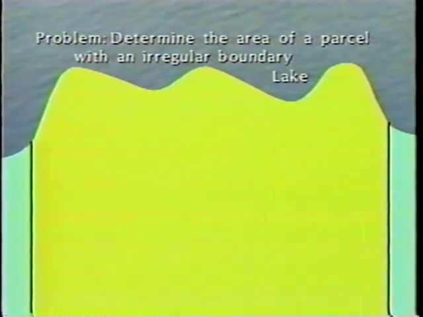Next, we will calculate the area of a parcel with an irregular boundary. We will calculate the same area three times by the same basic method, but the last two by a more refined formula. At the end, we'll compare the results.